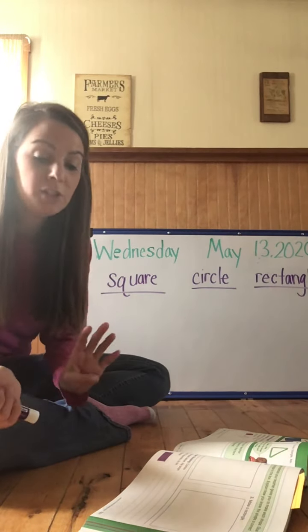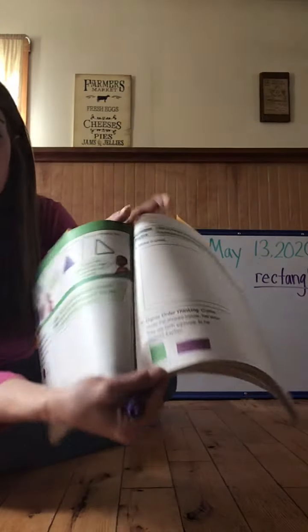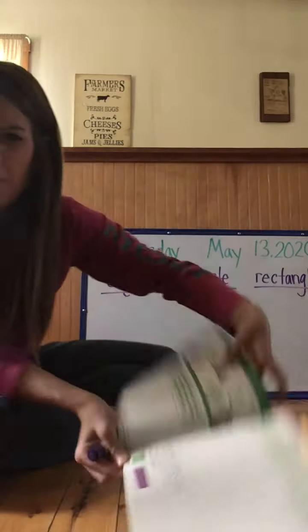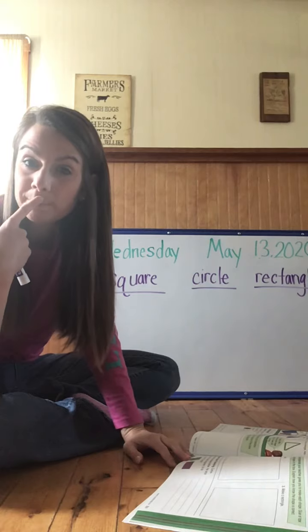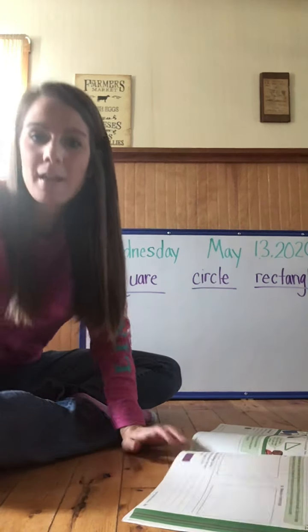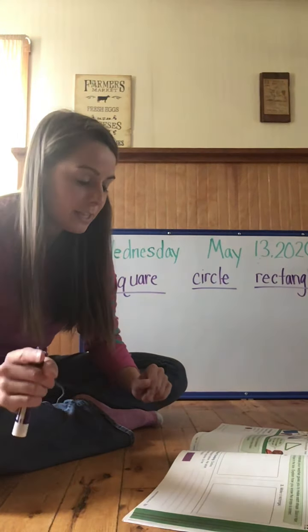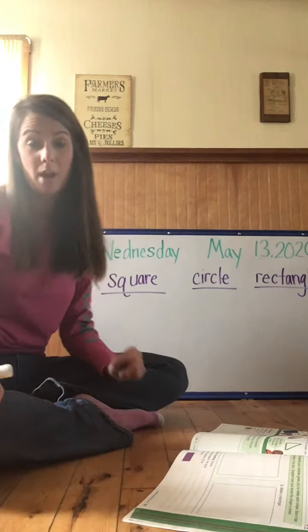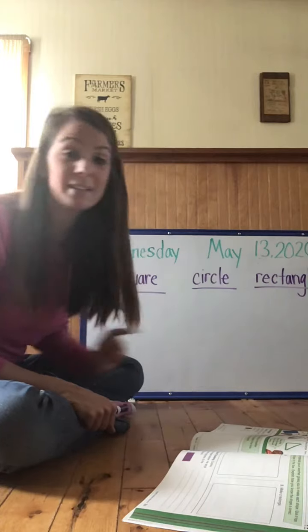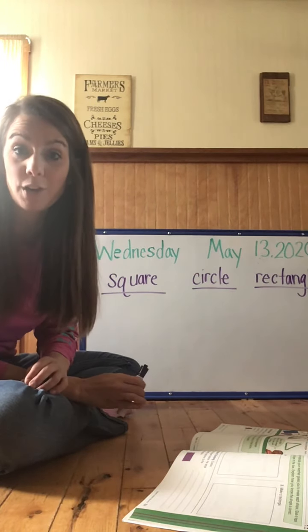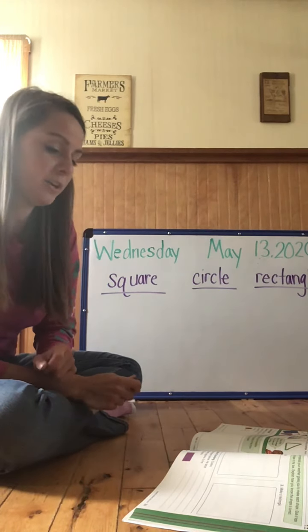Now, on page 761, number 4 says, Carlos made these shapes below. And do you know what Carlos said? He says they're both squares. Is Carlos right? I want you to tell me if he's right and why or why not. So make sure you draw your square, your circle, and your rectangle in your book. And tell me if Carlos is right or if he's not right. Maybe Carlos needs to learn his shapes a little bit better.